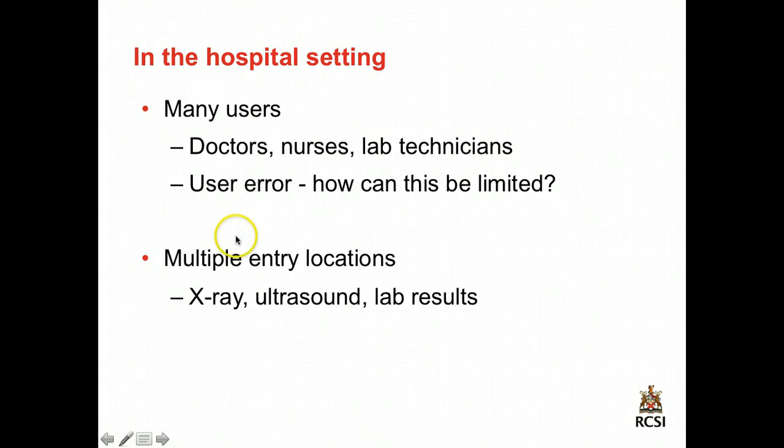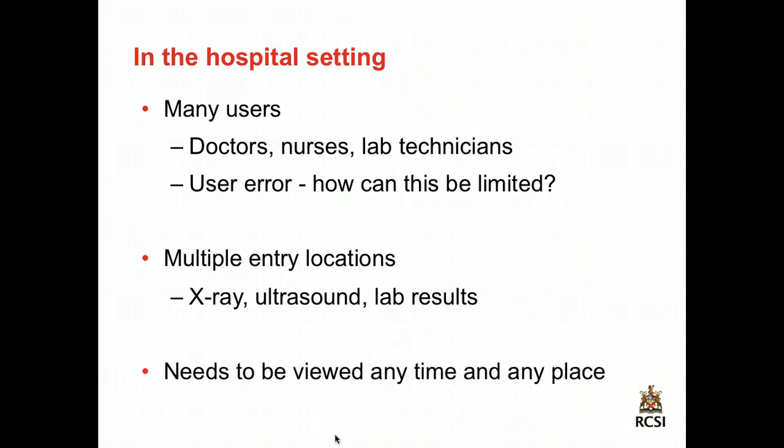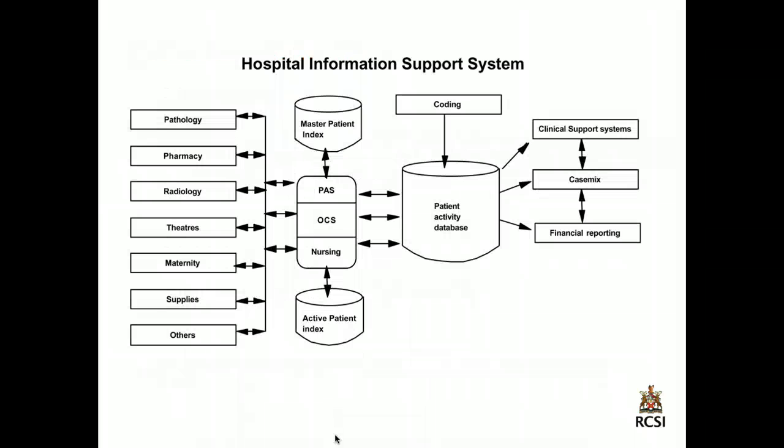Remember, of course, that information comes from multiple entry points, so x-rays, ultrasounds, lab results, admissions, billing, all that kind of thing. It's not just one person taking the information at a bed or at a desk. There's lots of people taking the information, contributing to this one patient record. And this record needs to be viewed anywhere and at any time. It needs to be accessible.